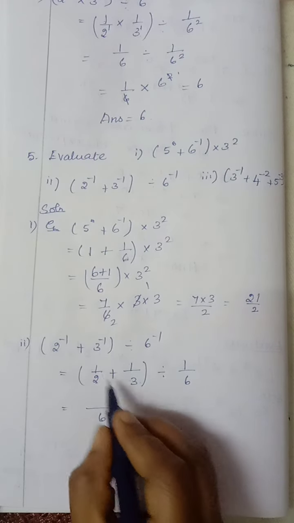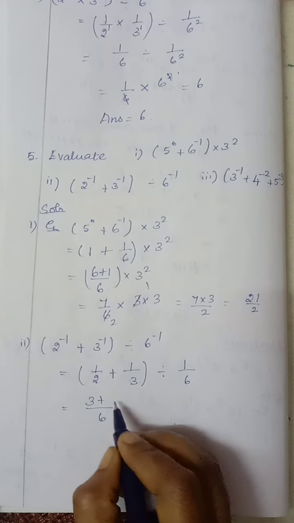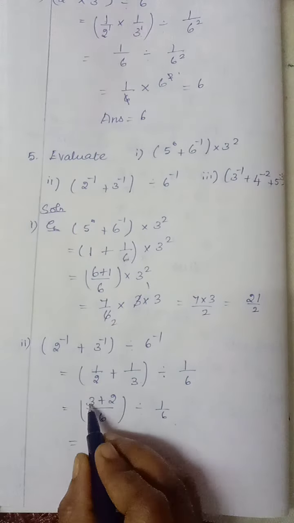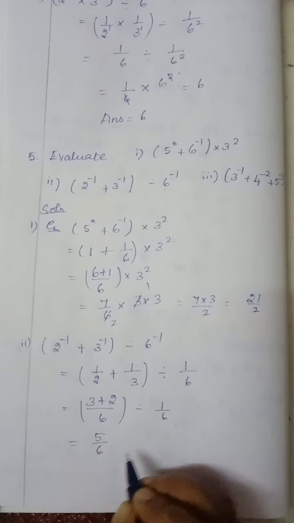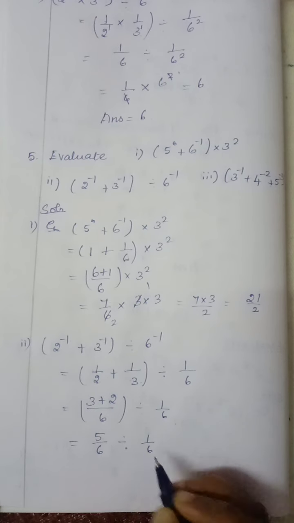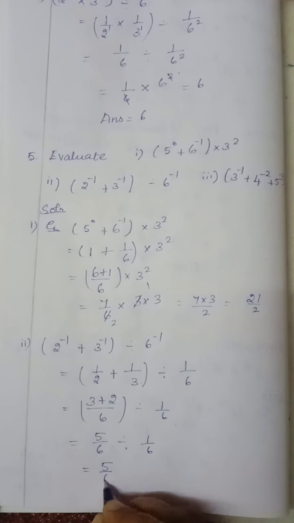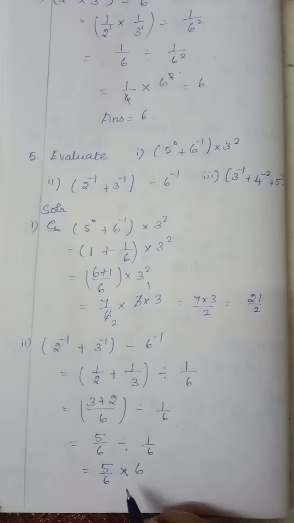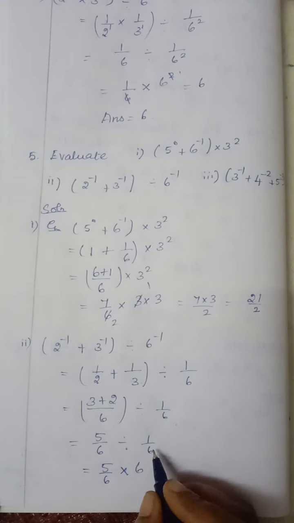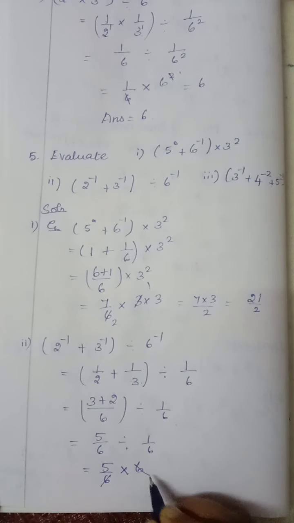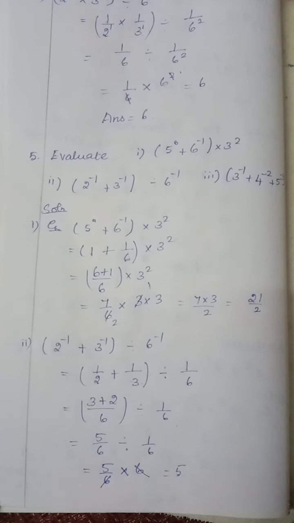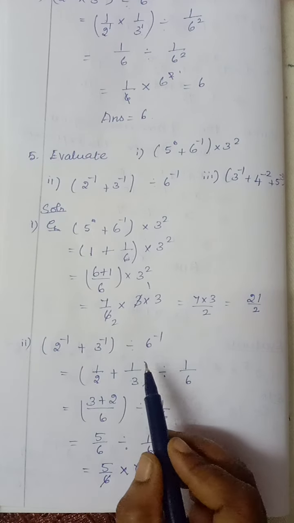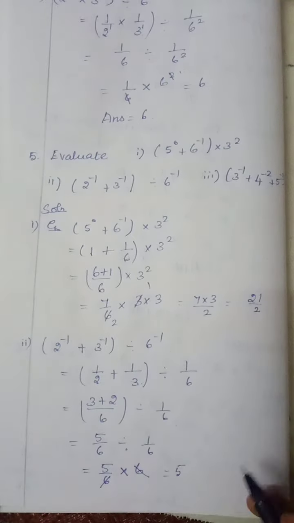So cross multiply. Here 1 3 is 3. Here 2. Then divided by 1 by 6. So which is equal to 3 plus 2, 5 by 6. So 5 by 6 divided by 1 by 6. So we can simplify 5 by 6 into division, mean we can convert into multiplication, take the reciprocal. So 1 by 6 we can write 6. So denominator, numerator 6 get cancel, answer equal to 5. Therefore 2 power minus 1 plus 3 power minus 1 divided by 6 power minus 1 is equal to 5.